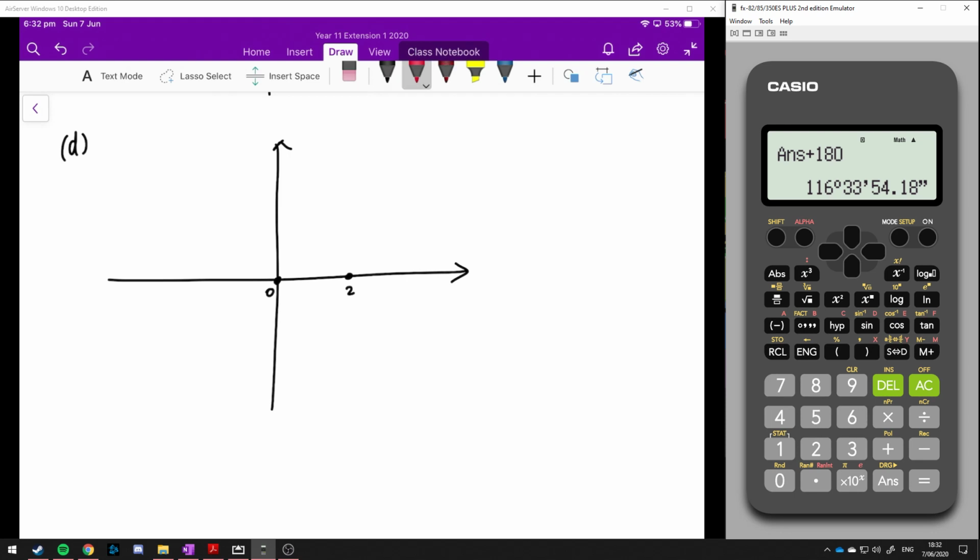What else do we know about this? Well, we know that the angle of inclination, that is the angle that the tangent makes at this point here, is our beta, which is equal to 116 degrees and 34 minutes. And the angle of this line here, which is our alpha, is only equal to 63 degrees and 26 minutes. So we know it's something like that.